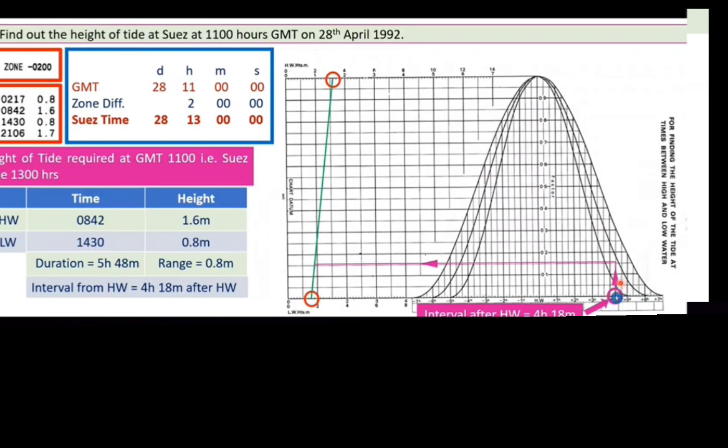जब हम यहाँ से वर्टिकली ऊपर जाएंगे, अब हमें कहाँ पे रुकना है? That is decided by the duration of tide, which in our case is 5 hours 48 minutes. Okay. Any more doubt up to here, beta?